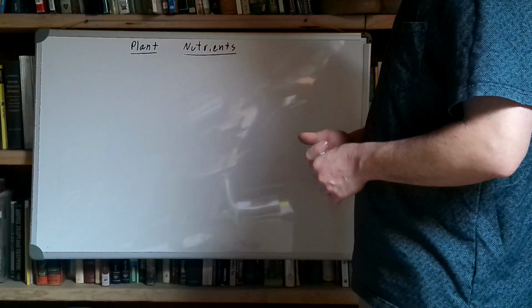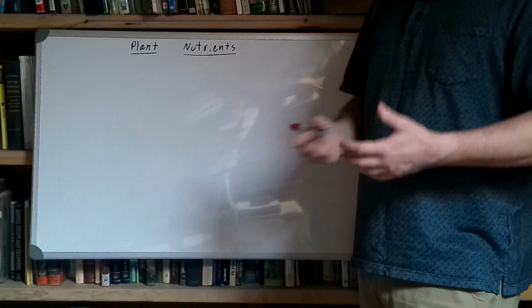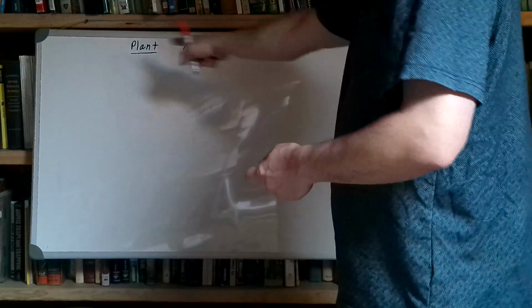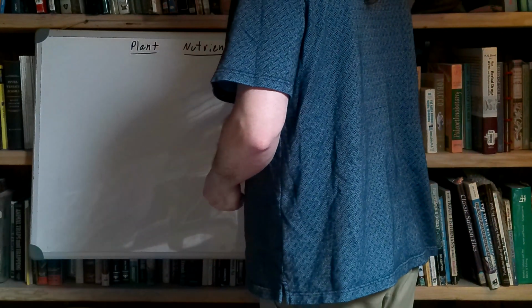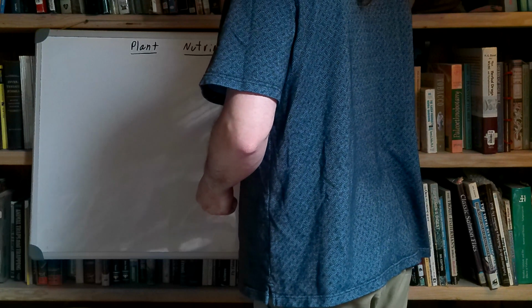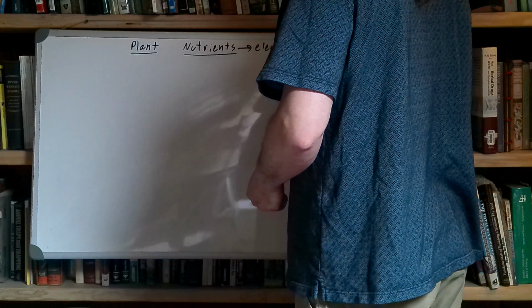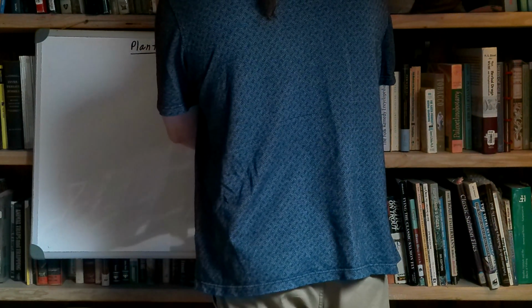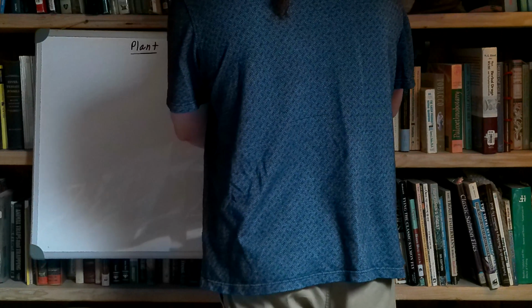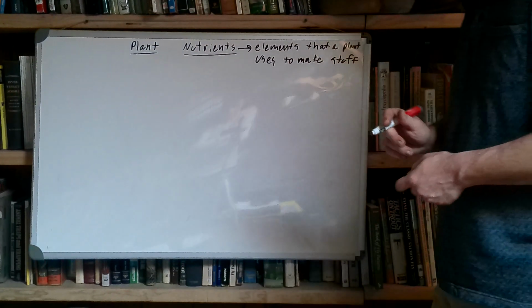But here I want to talk about what are plant nutrients, what are they doing in a plant, and why do you need them, how do you think about them? So the first definition is just this, plant nutrients in and of itself. And the nutrients that we put on our plants are elements that a plant uses to make stuff. Okay? An element that a plant uses to make stuff.